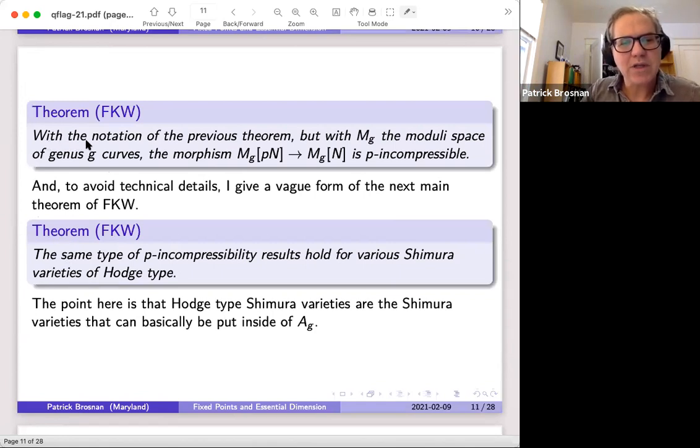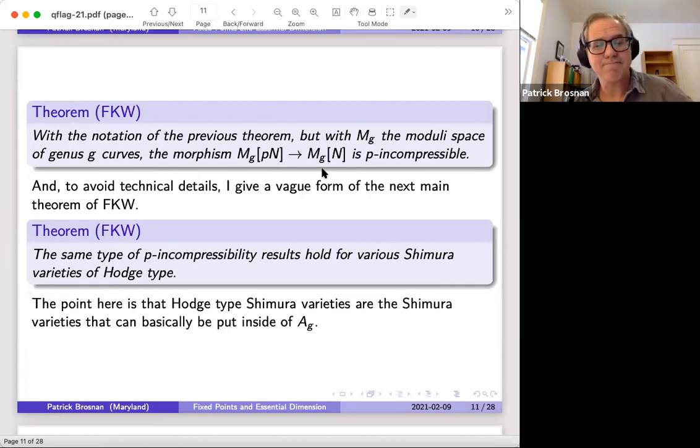So with the notation of the previous theorem, but with MG, the moduli space of genus G curves, the morphism from MGPN to MGN is also P incompressible. So here, when you put a level structure on a curve, it's really the same thing as putting the level structure on the Jacobian.